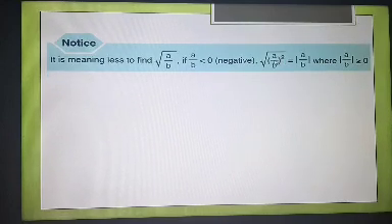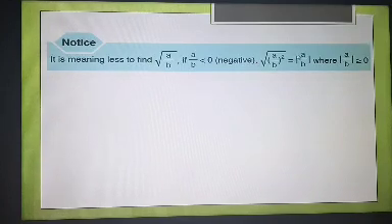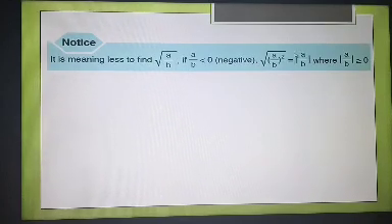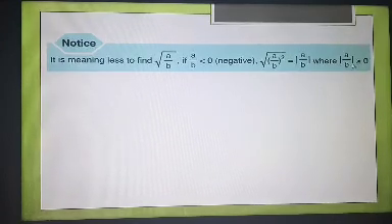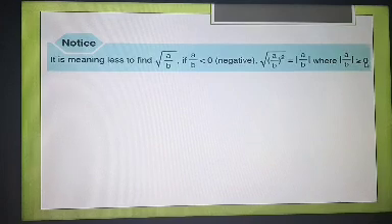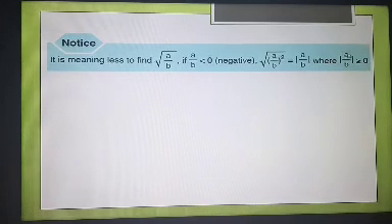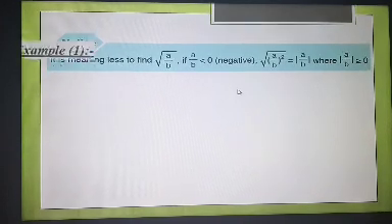طب لو كان عندي فيه variable زي كده الأفضل دايما إن أنا أكتب الريزلت بتاعت السكوير روت جوه علامة absolute عشان أضمن إن الريزلت دايما بتاعتي تطلع بالإيه؟ بالبوزيتيف. فدايما الريزلت اللي under the root it must be more than or equal 0. عشان كده لازم نحطها جوه علامة إيه؟ absolute.